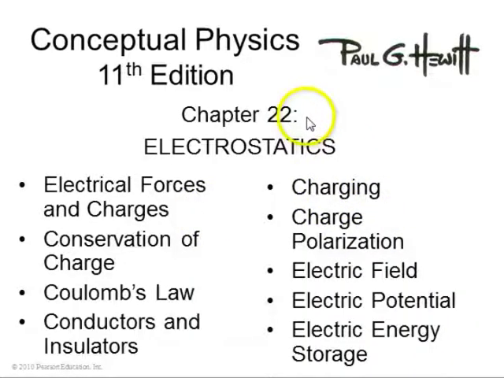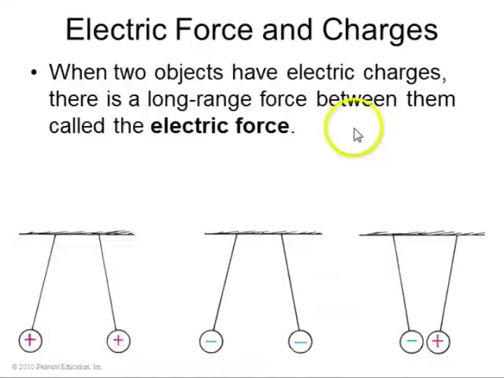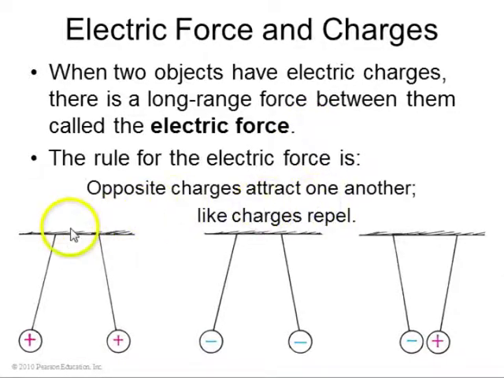Okay, chapter 22 is on electricity and electrostatics. So we start with a new force called the electric force. If any two objects have electric charge, there's a force between them. And if the two charges are alike, then the objects will repel one another, like plus plus or minus minus. If the charges are opposite, then they'll attract one another, like minus plus or plus minus.